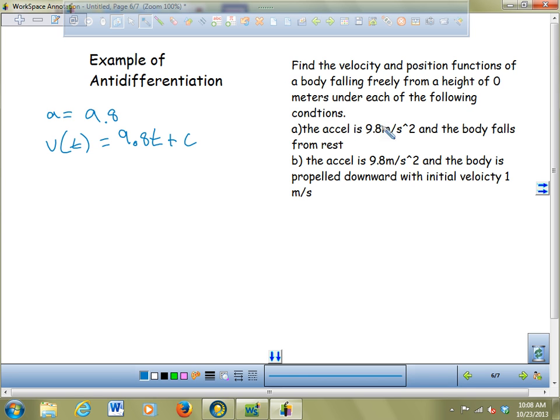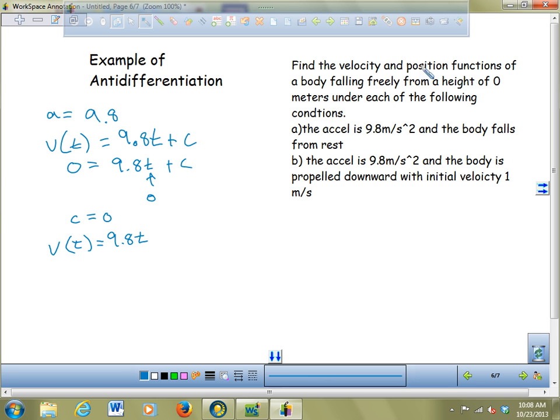The acceleration, and the body falls from rest. So what is its initial velocity? 0. So 0 equals 9.8t. What is its time at 0? 0. Okay, so that gives me that c equals 0. Right? So that's my velocity function. I don't need to do anything with that. I just leave it alone because c is 0.